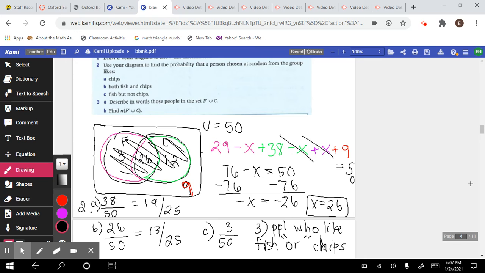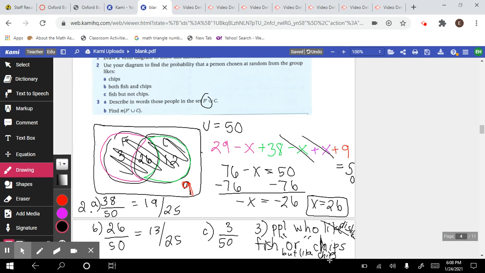Okay. Part 3 says find the number of... Oh, I think I read it wrong. I think there's a complement in there. Oops. So people who do not like fish, who dislike fish, but like chips. I didn't notice that little complement there. Super small to see. So people who don't like fish, but they like chips.